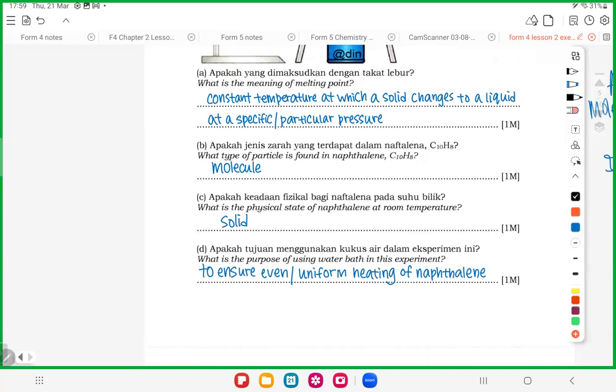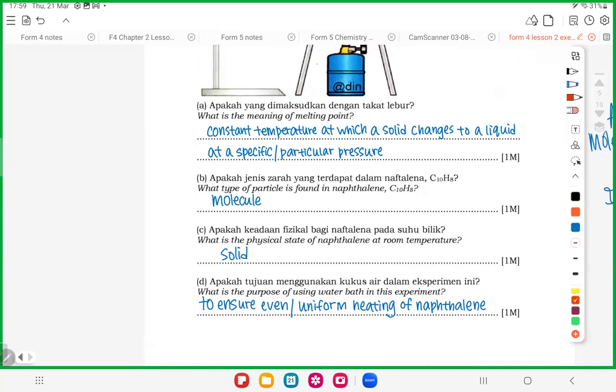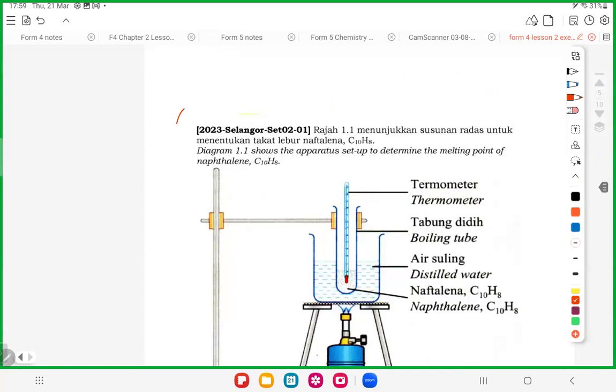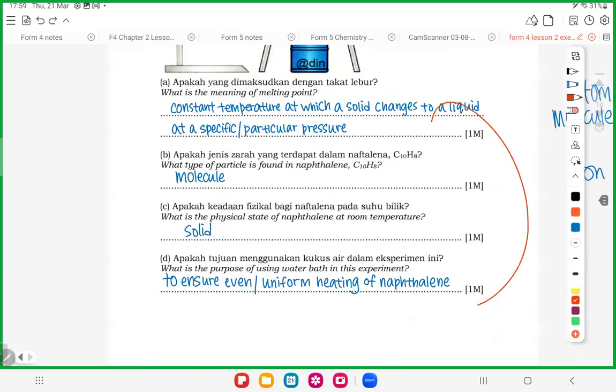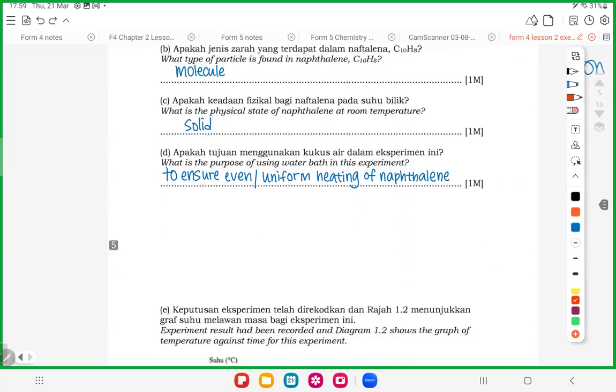All right. So if you can do this question in the Selangor 2023 trial exam paper, you are able to score 4 marks here. That's it. I don't think this 4 mark is too hard to score. I think this 4 mark is quite easy. All right. So next one.